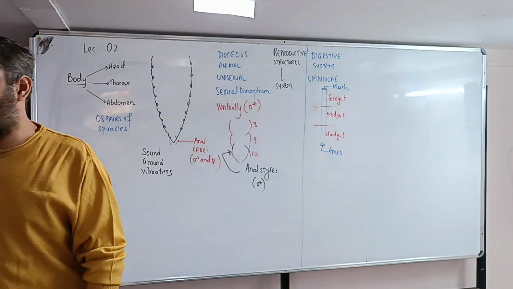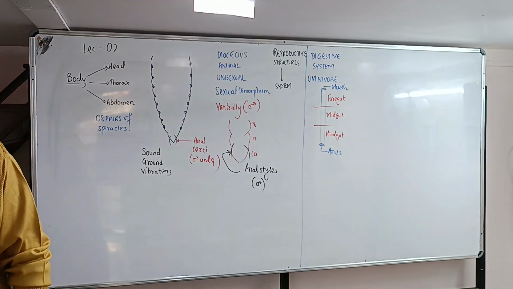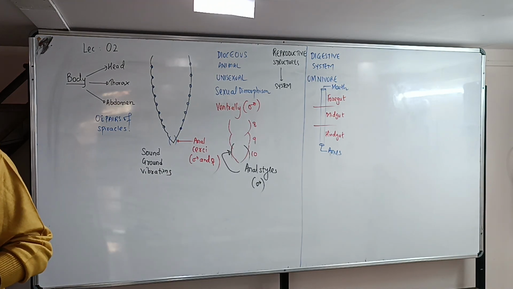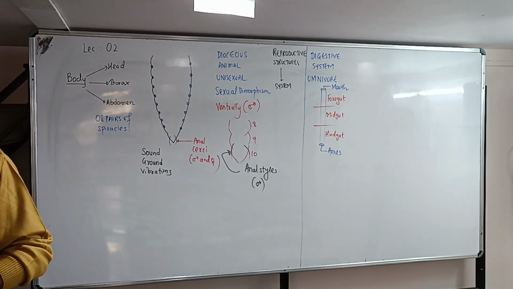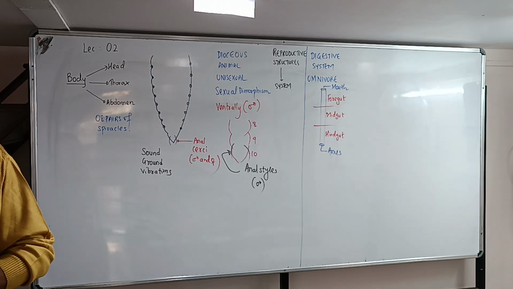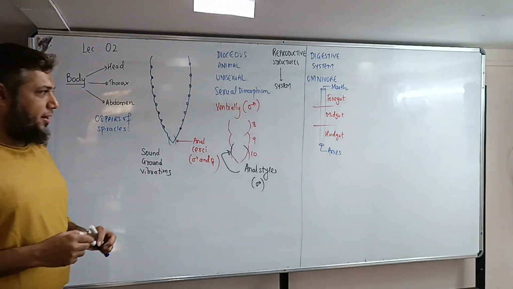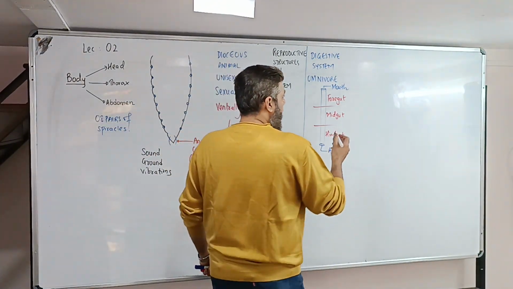So what is gut, children? Digestive tract. Divided into how many parts? Three. What are the three parts? Foregut, midgut, hindgut. Understood? Mid means middle, hind means back, fore means front. Right? These are non-biological words. Now some biological words.